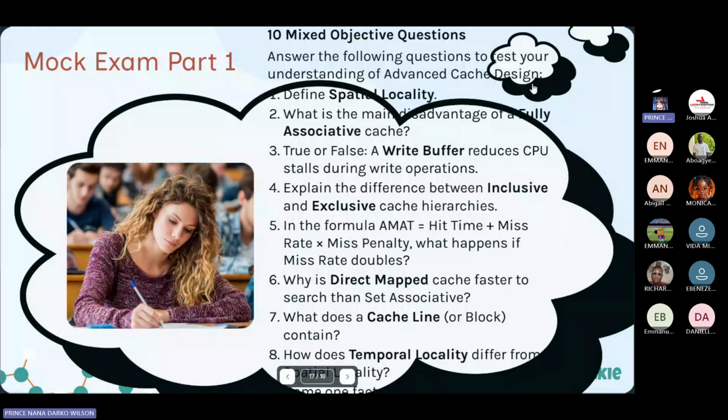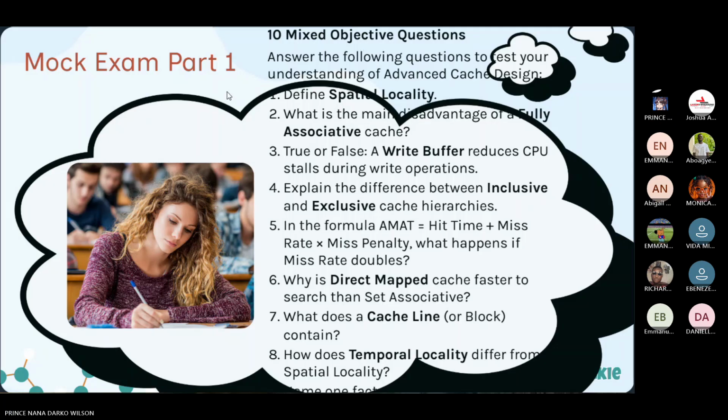Explain the difference between inclusive and exclusive cache hierarchies. Oh no, sorry, there's another. It says true or false: a write buffer reduces central processing unit stalls during write operations. Is that true? If the central processing unit always has to fetch data from RAM, that affects its speed. If a write buffer is brought into the equation to hold data temporarily as we are writing data, will it reduce how long the CPU takes to do processing or not? True or false?